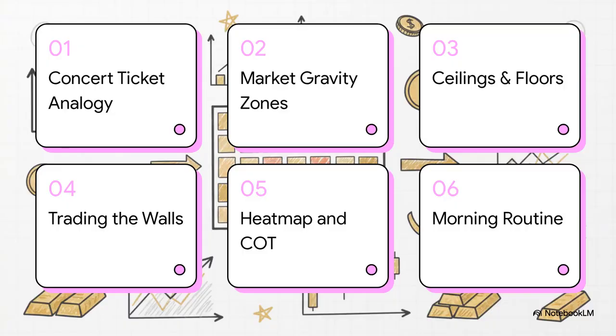Okay, so here's our quick roadmap for today. We're hitting the concert ticket analogy, market gravity zones, ceilings and floors, how to actually trade the heat map walls, combining all this with COT data, and finally, your 8-minute morning routine. We designed this specifically for retail swing traders to help you take what looks like incredibly complex options data and turn it into a really simple, actionable strategy you can use every single day.